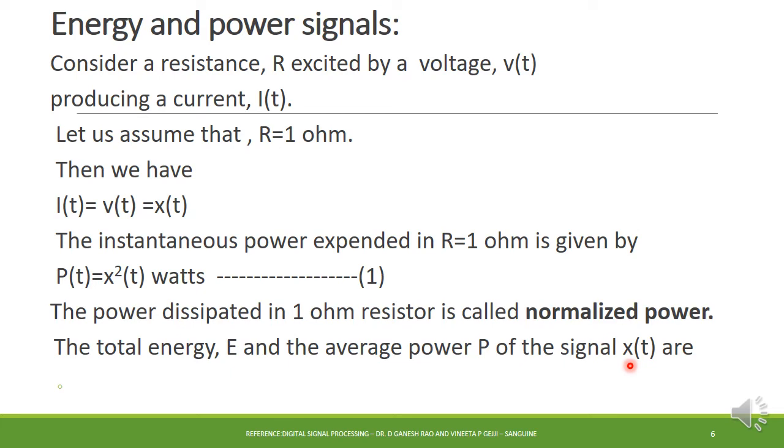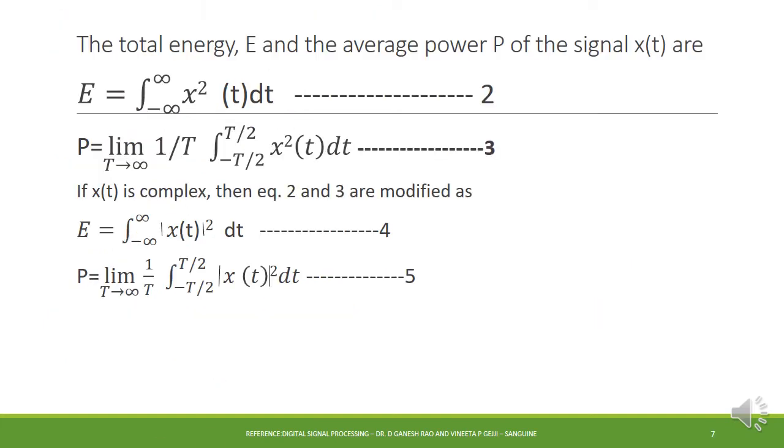They are the energy and power signals for the continuous time signal. Now, let us find the total energy E and the average power P of the signal x of t. Using x of t, we have to find the total energy. So E is equal to the integral from minus infinity to plus infinity of x square of t dt.